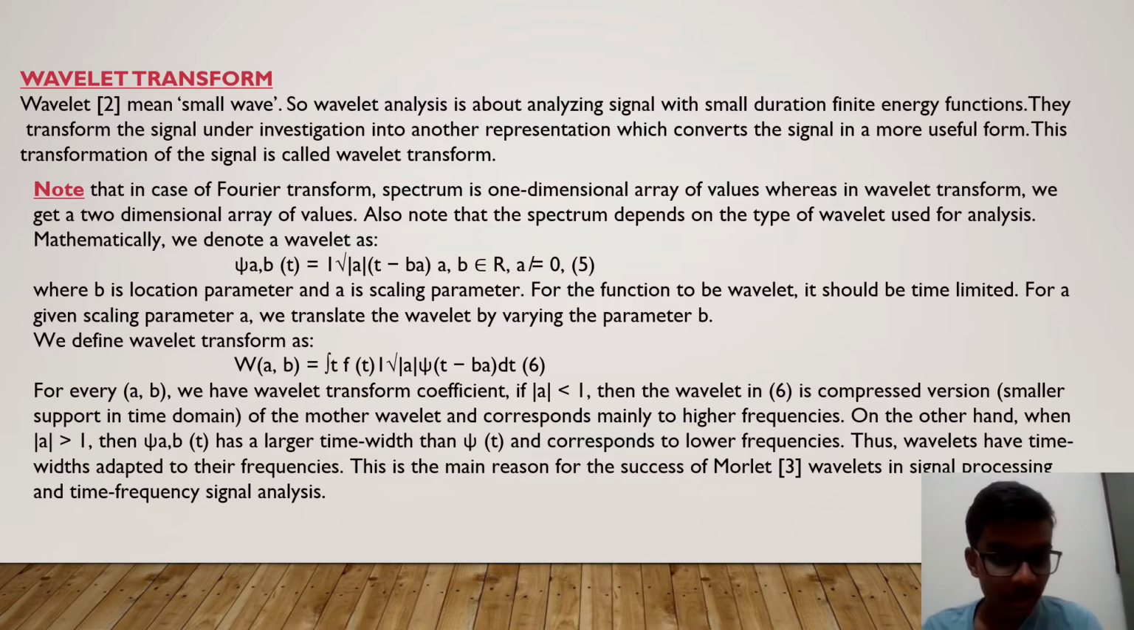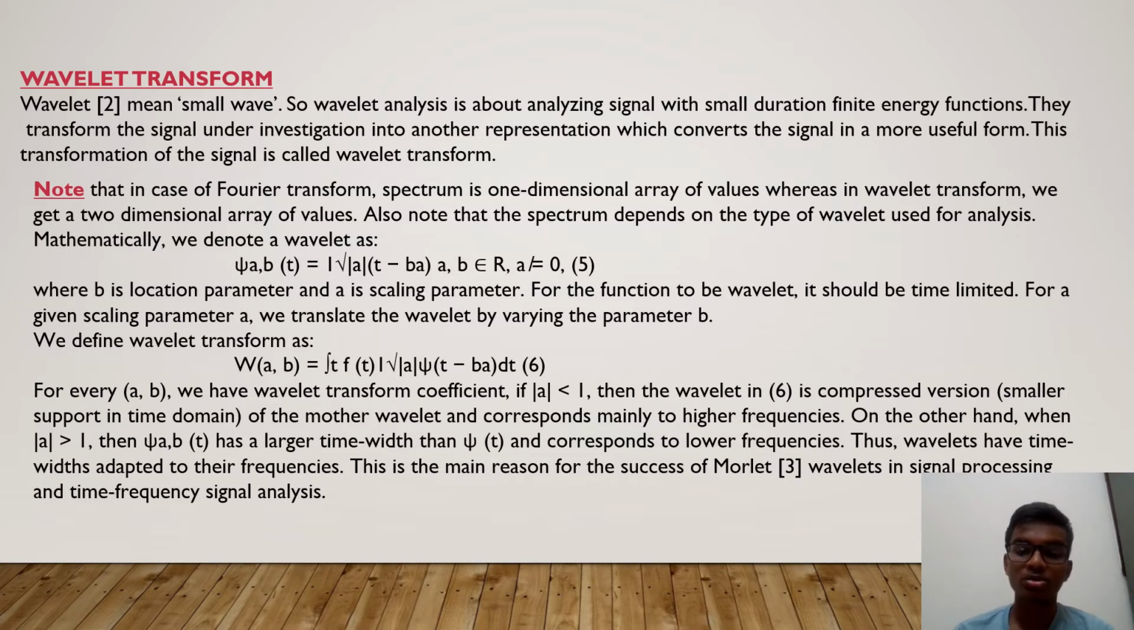Note that in case of Fourier transform, the spectrum is a one-dimensional array of values, whereas in wavelet transform, we get a two-dimensional array of values. Also note that the spectrum depends on the type of wavelet used for analysis. Mathematically, we denote a wavelet as phi_{a,b}(t) = |a|^{-1/2} phi((t - b)/a), where a, b belong to R, a not equal to 0, where b is the location parameter and a is the scaling parameter.